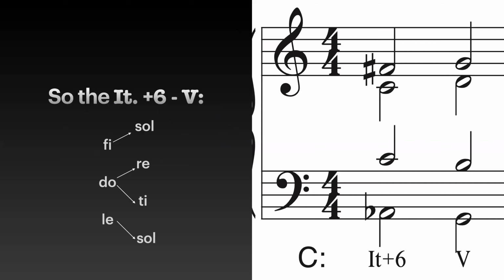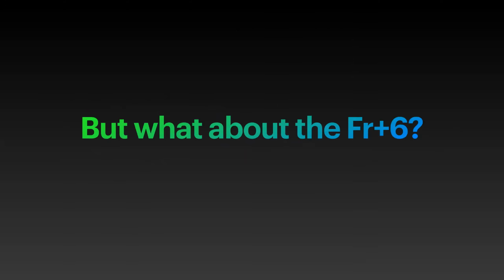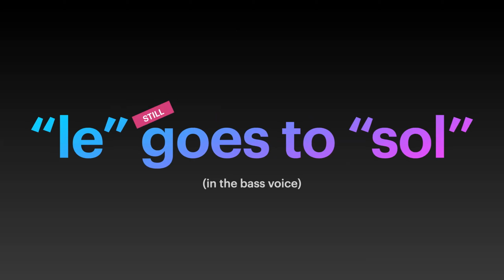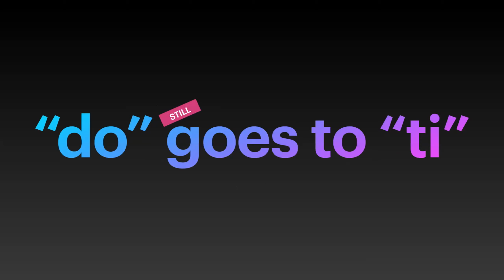Easy peasy. But you're probably wondering, well, what do you do with the French augmented six? That's also easy peasy. Here's what stays the same. Fi still goes to sol. Le still goes to sol, and that's going to be in the bass voice. And then do still goes to ti.